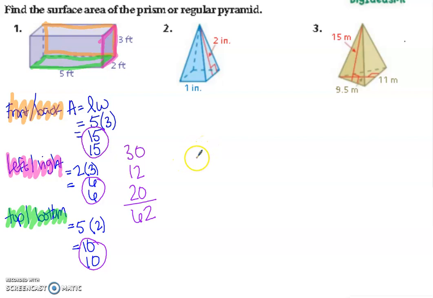All right, surface area of the pyramid. This is a square pyramid. Its base is right here. So I'm going to find the area of that base, which is a square. Length times width. Both dimensions are 1, so 1 times 1 is 1. Area of the base is 1. It's green.